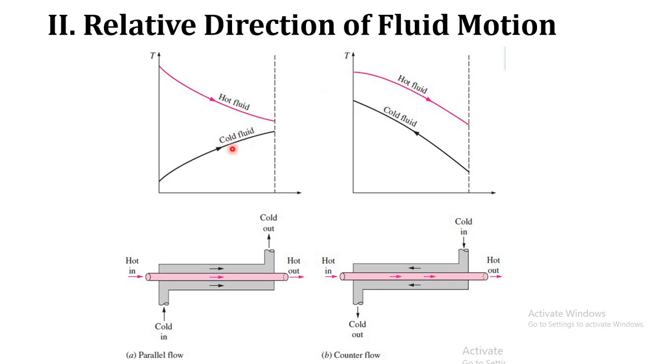So you can see from both temperature profiles, in a parallel flow heat exchanger, the exit temperature of cold fluid is always less than that of the hot fluid. The limiting case is that both fluids' exit temperatures will be the same.